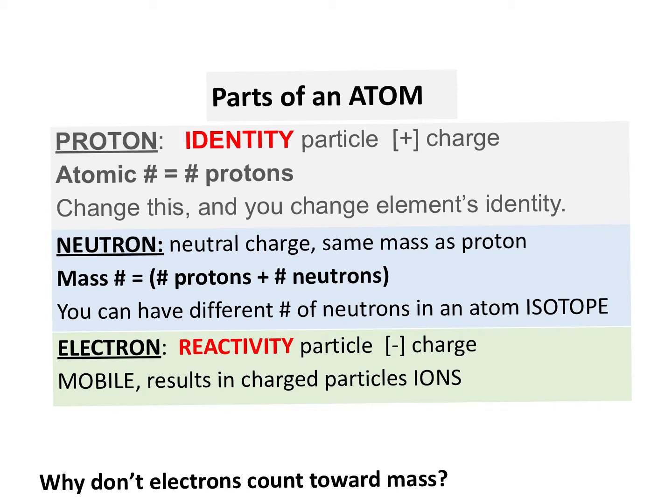The last kind of particle that we see is our reactivity particle, and this is our negative charge. These are mobile, they are outside of the nucleus, and these are going to vary. So they can hop out of my atom to join other atoms and make a charged particle. So we call these ions if there's any charged particles or charged atoms.